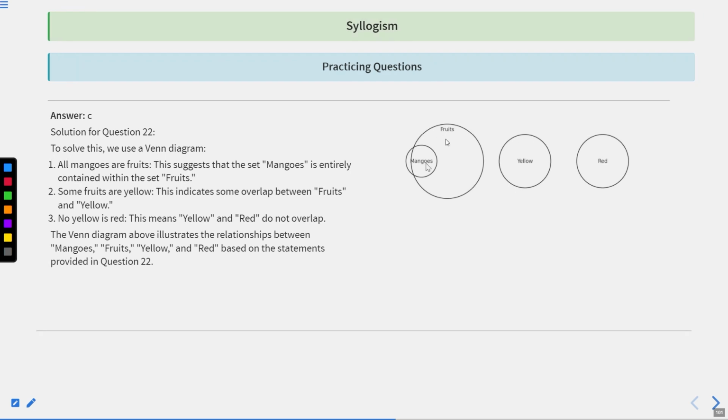My dear students, the first statement in front of you says all mangoes are fruits. All mangoes are fruits. Is this particular diagram, which represents the relation between mangoes and fruits, correct or not?